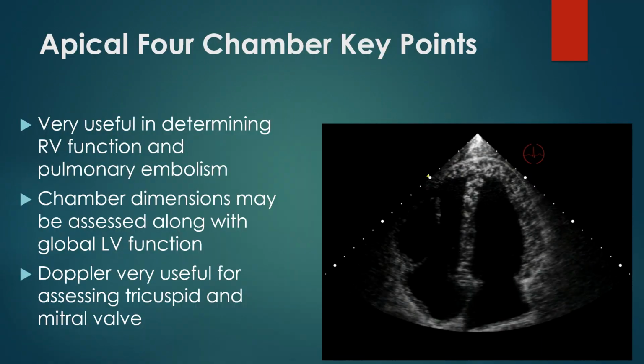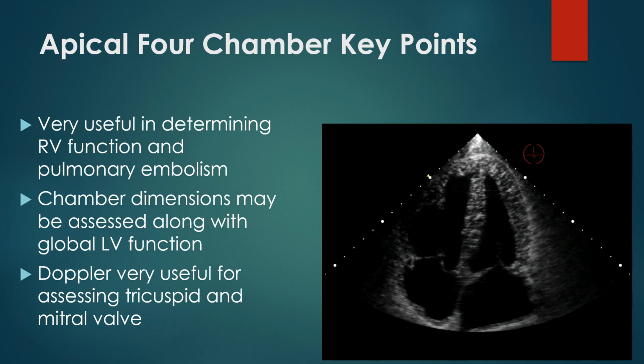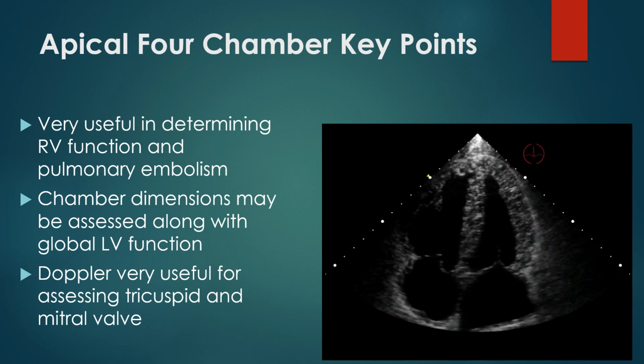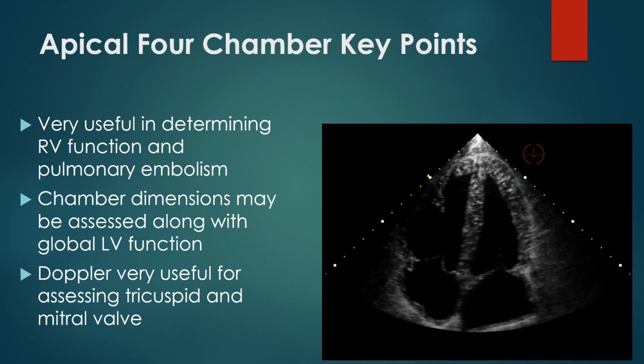So some key points with the apical four-chamber. Again, it's very useful in determining RV function, and if you're looking for a PE, the RV is not going to be working very well at all. Usually with a PE, we'll show you momentarily, the RV is not moving, but the apex is pretty well preserved. You're looking at valve function, you're looking at coaptation, and then again, Doppler is very useful for assessing tricuspid and mitral valve dimensions.